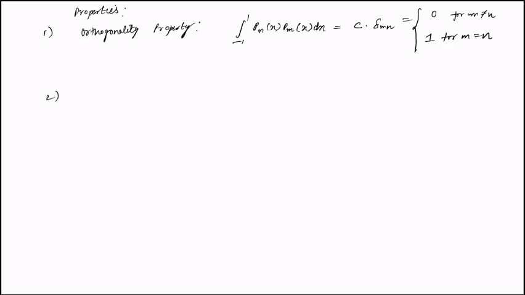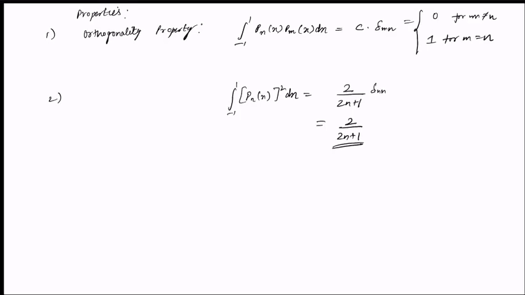The second property is if m is equal to n, then this will become the integral of (P_n(x)) whole square dx, and that will be equal to 2 upon 2n plus 1, because delta mn will be 1 as it is delta nn. So this is how you will solve this. These two properties are very crucial for solving any questions related to Legendre equations which come in the GATE exam.